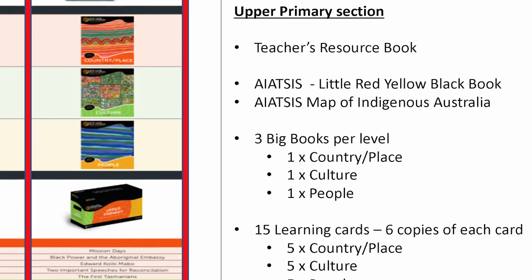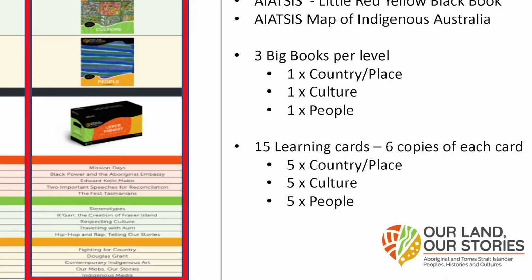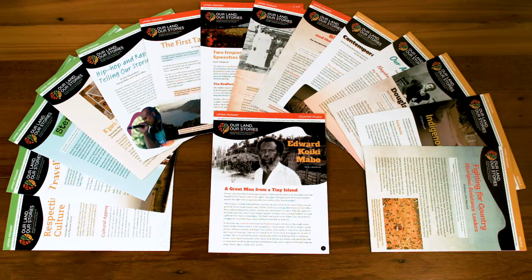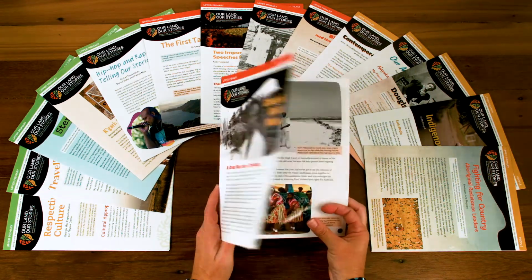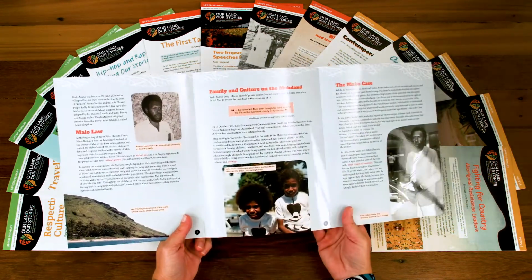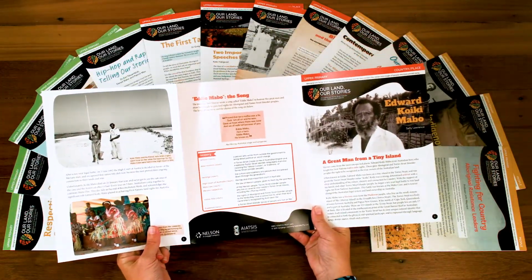In the learning cards, you get 15 learning cards, and you get 6 copies of each card so that you can use it in a small group learning activity. 5 of the cards relate to country place, 5 relate to people, and 5 relate to culture. And we're going to use some of these today.